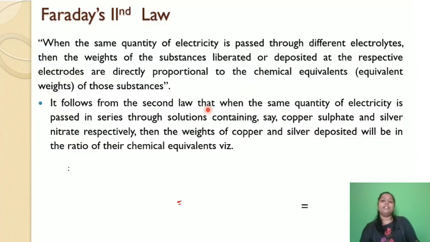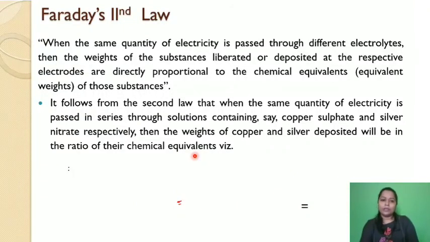Here we consider one example. When the same quantity of electricity is passed in series through solutions containing copper sulfate and silver nitrate, then the weights of copper and silver deposited will be in the ratio of their chemical equivalents.